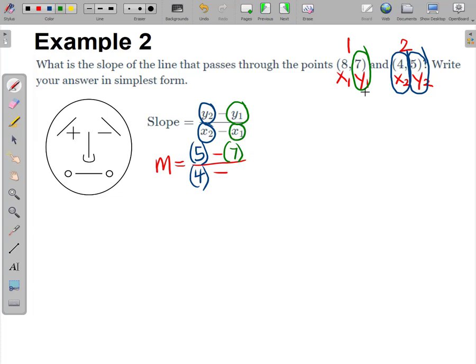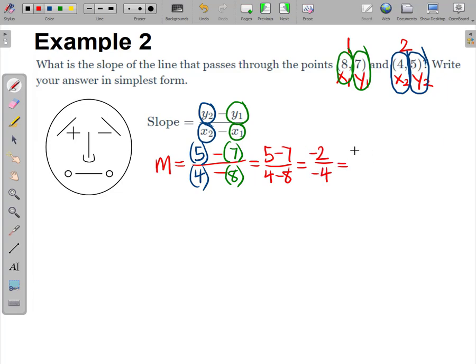And then finally, my x sub 1 is going to be 8. So I'm going to substitute 8 in here. Okay, so 5 minus 7 is what the top would simplify to, and 4 minus 8, so we would have just 4 minus 8. Kind of get rid of those parentheses. I think it cleans it up. 5 minus 7 is -2, and then 4 minus 8 is -4.